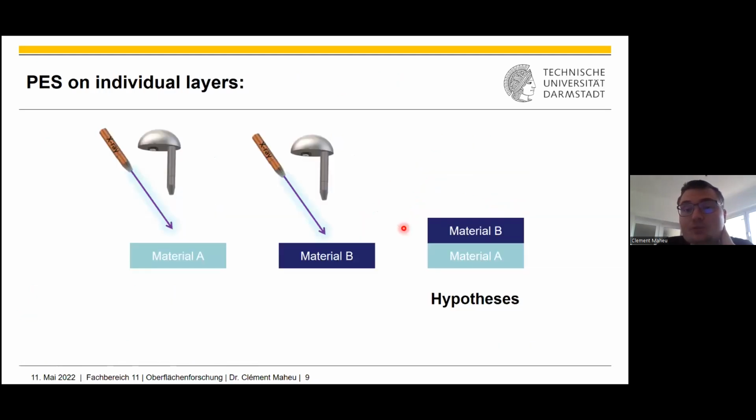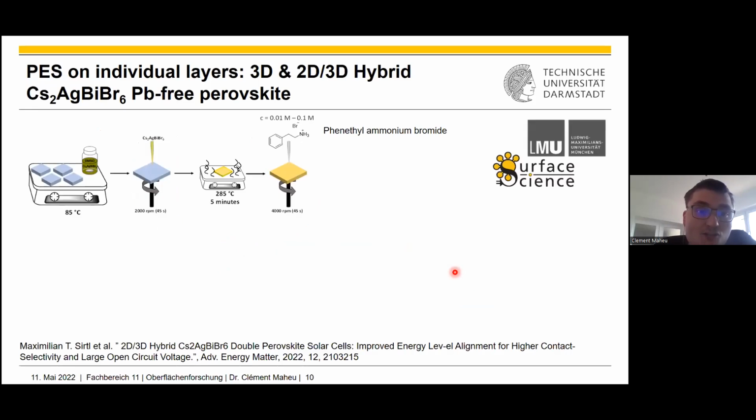So if you really want to use photoelectron spectroscopy on layers of your perovskite solar cell, you have to find some tricks. The most obvious one is to measure the materials separately. You first measure material A, material B, and then you make some hypotheses about how it should behave when you put them together. That's what we did in a collaboration with some people in Munich.